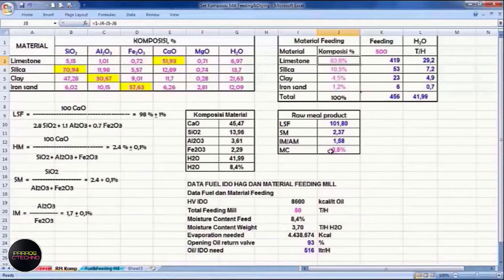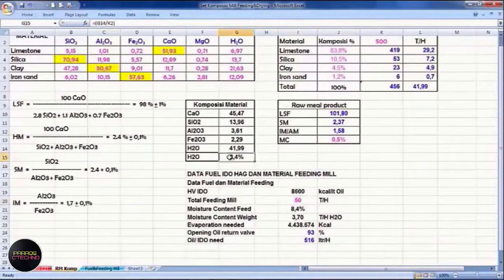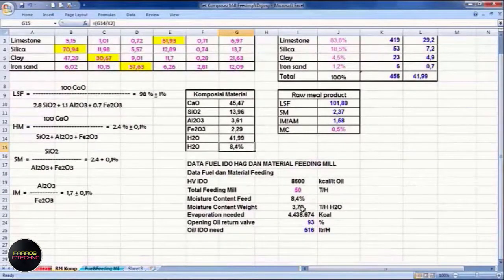Then for fuel consumption, I have also calculated. For example, we enter feeding of 50 tons per hour, because of the moisture content listed here. Of all the material compositions according to the simulation, I entered the data. This is 8.4% of the total feeding, so just multiply to get how much H2O must be evaporated. Here there is the moisture content. If 50 tons of feeding, it means there are 3.7 tons of H2O or water that must be evaporated. That requires approximately 516 liters per hour, then I also calculated the damper openings, so that we have a reference for adjusting the return valve opening related to fuel consumption, how many liters per hour we use. For example, if I want to feed 100 tons per hour, how many liters we need and how much the opening of the oil return valve is.